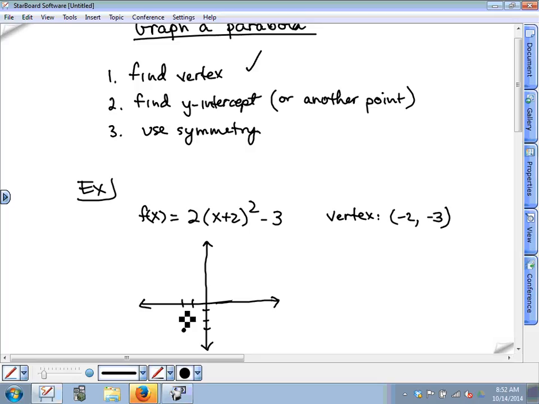So we did step 1, find the vertex. Step 2, y-intercept. Now again, within reason, sometimes the y-intercept is way off the graph. Let's just see where it is. You got to let x equal 0. If x equals 0, we have 0 plus 2. 2 squared is 4. 4 times 2 is 8. Why am I doing all the work? This is easy math. 4 times 2 is 8 minus 3 is 5. So the y-intercept is the point 0, 5.